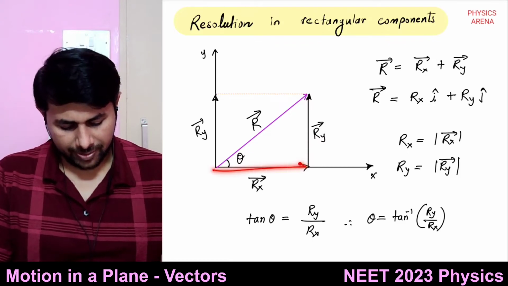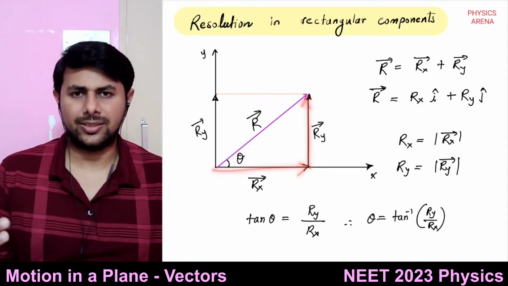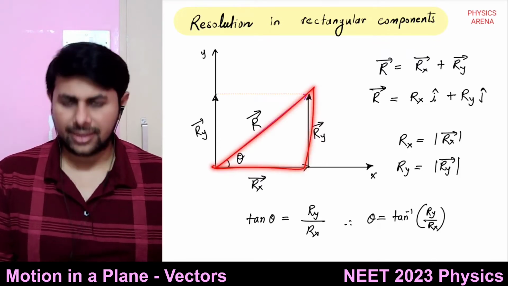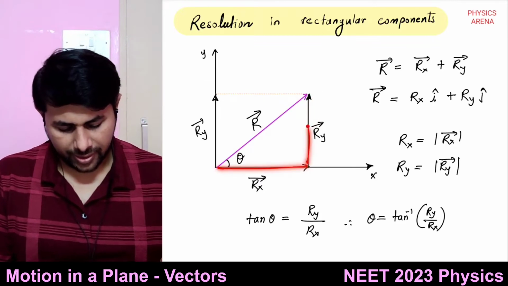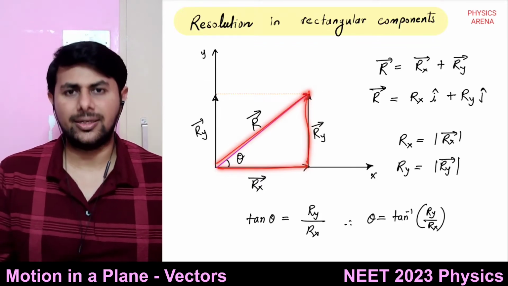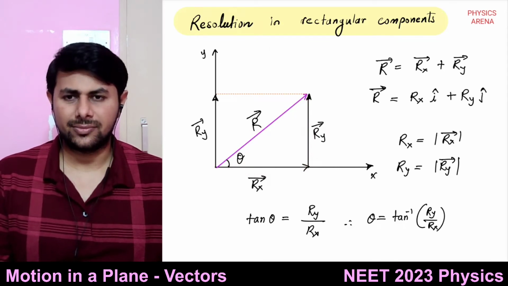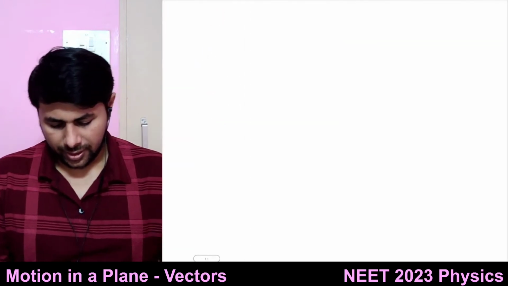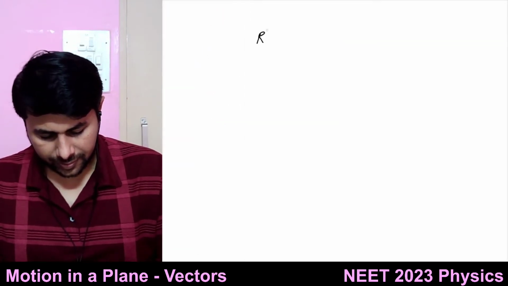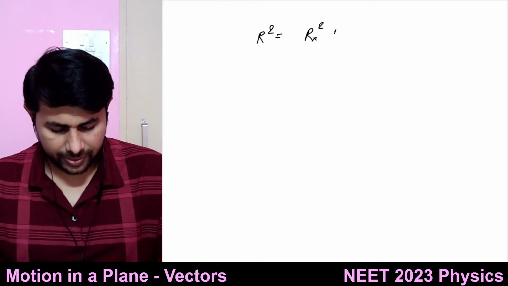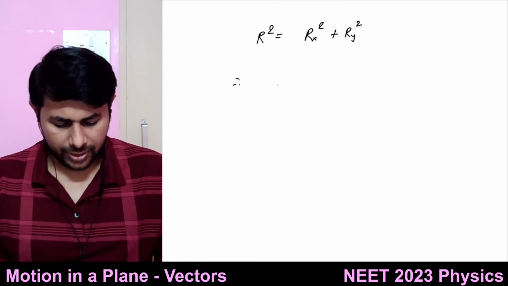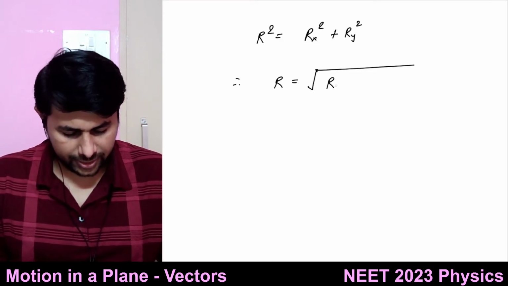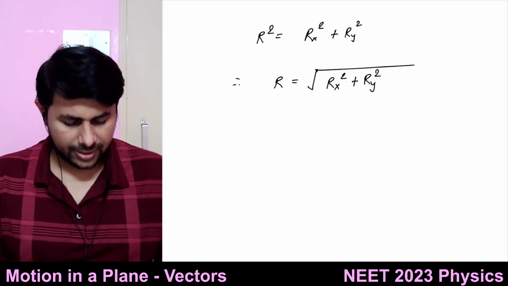So the angle between Rx and Ry is 90 degrees, right? So this is a right angle triangle. So I can say Rx square plus Ry square will give me R square using the Pythagoras theorem. So R square equals Rx square plus Ry square, and therefore R, the magnitude of the resultant vector in resolution, is square root of Rx square plus Ry square.